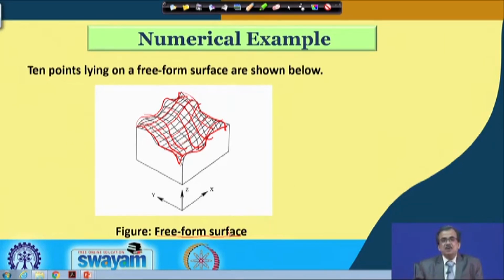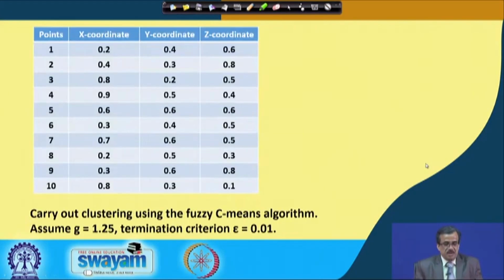Now, let us see how to solve this type of problem. Here, for simplicity, what I have done is I have considered only 10 points lying on the free-form surface, and I have tried to show you how to do the clustering, so that we can select the machining strategy accordingly. Now, let us see how to proceed with this type of clustering.